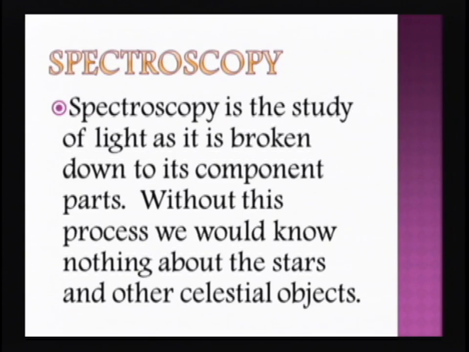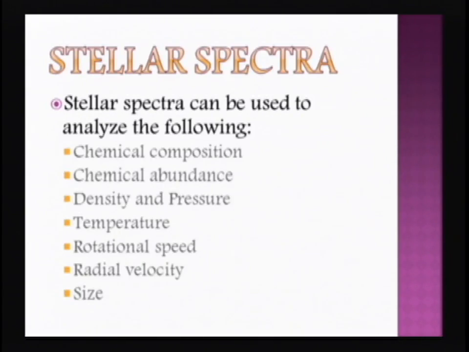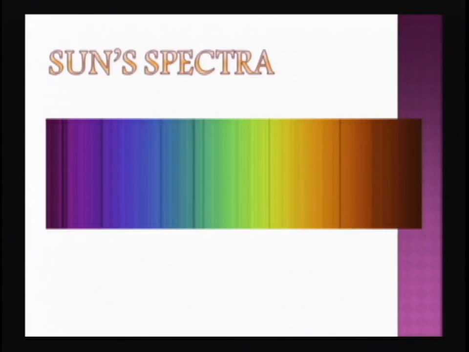Then we talked about spectroscopy, which is the study of light broken down into its component parts. If we didn't have this, we wouldn't know anything about stars, because the only way we have of looking at the stars is the light that comes to us from them. From the stellar spectrum, I can determine the chemical composition, chemical abundance, density and pressure, temperature, rotational speed, radial velocity, size, all these things that give me an indication of what is going on with that star and, as we've talked, where that star is in its evolutionary process.